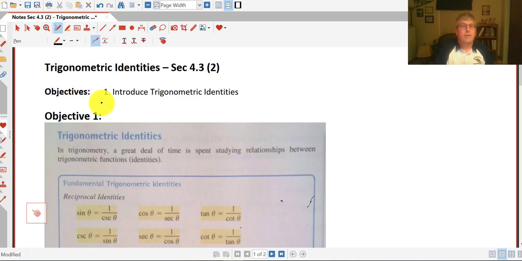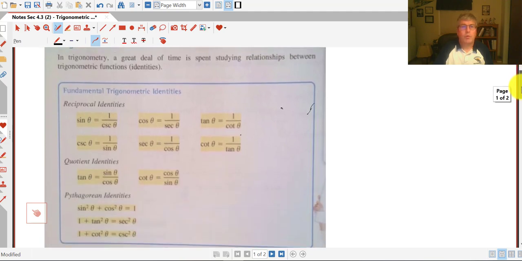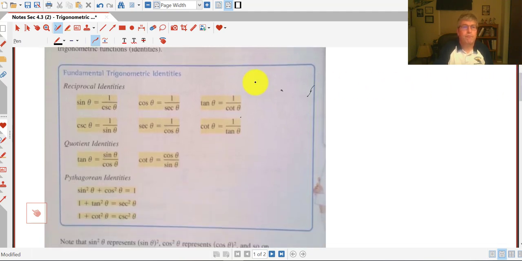Welcome back. The objective of this video is to introduce the trigonometric identities and do some samples with some of those identities. Here's a summary of some of the fundamental trigonometric identities.